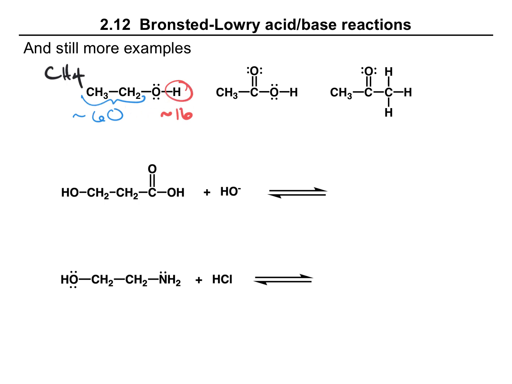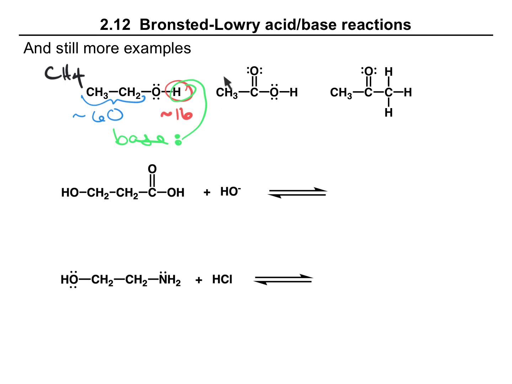So if a generic base comes along, it is going to try to grab off the most acidic proton. And in this case, it is this one. So even though we have multiple sets of hydrogens, we focus on the most acidic hydrogen in the molecule. That's where the base is going to react.